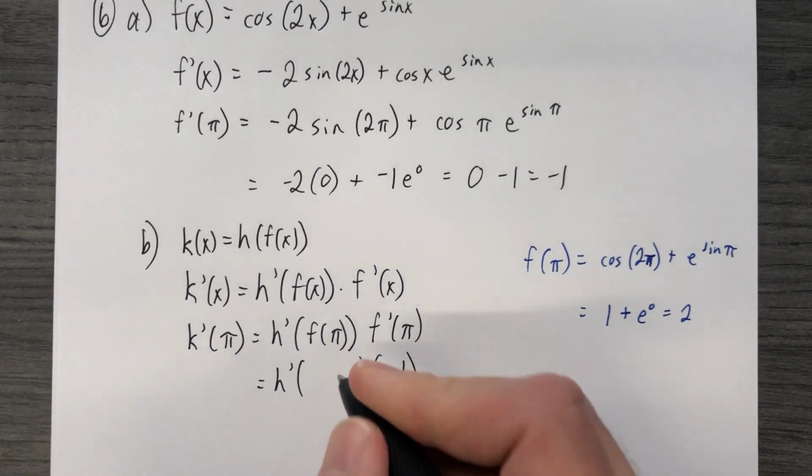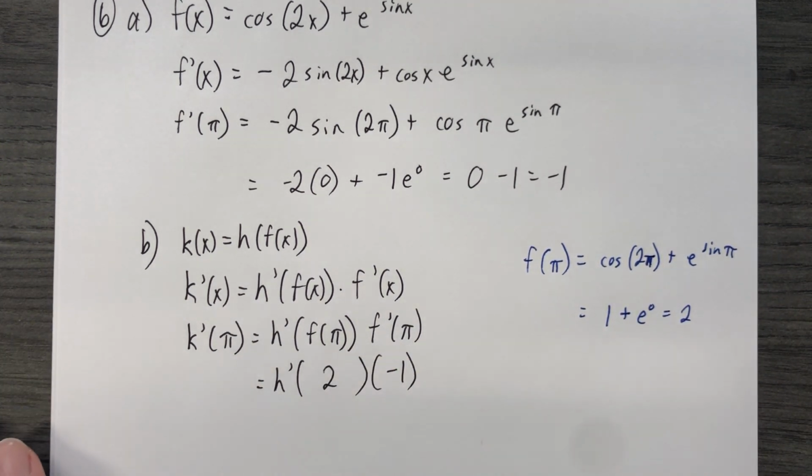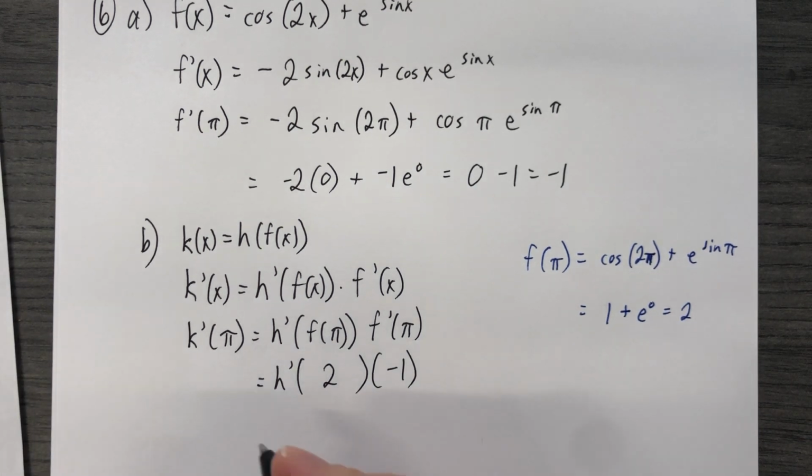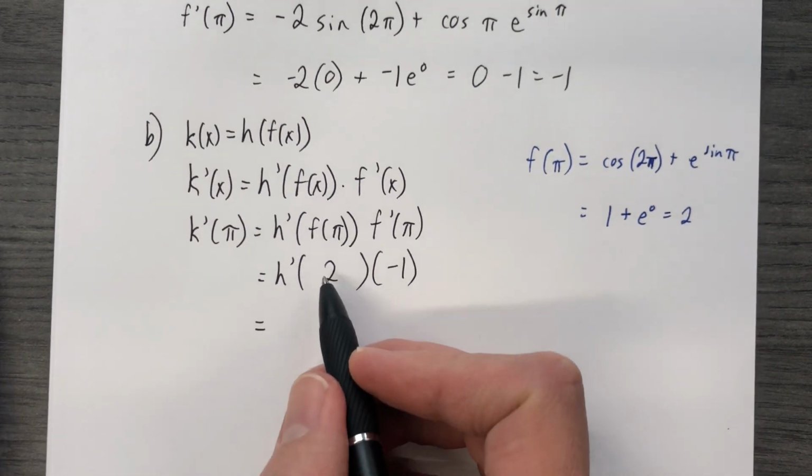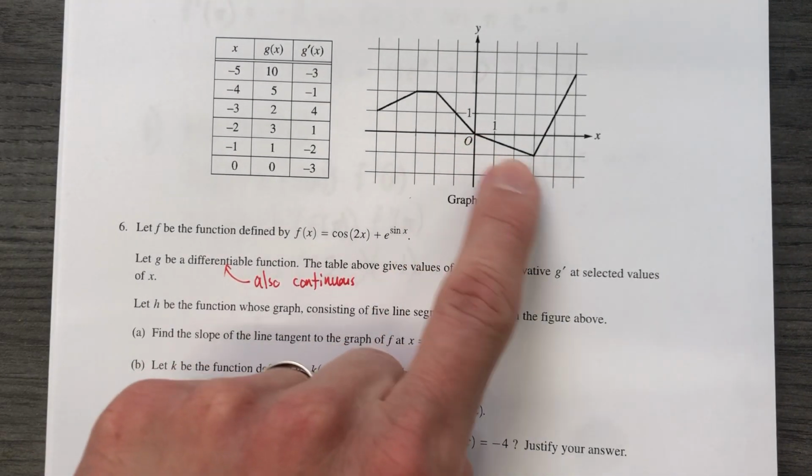So that's going to give me this. We need h prime of 2. All right, let's keep going. I need h prime of 2. Well, I'm going to retrieve that from my graph, and my graph is here, of course.